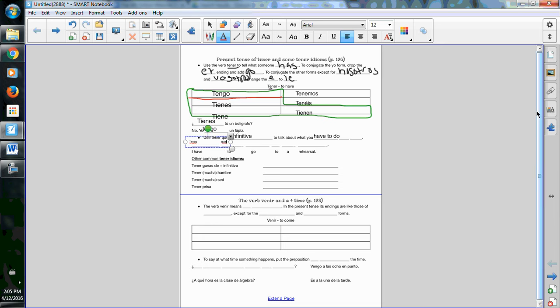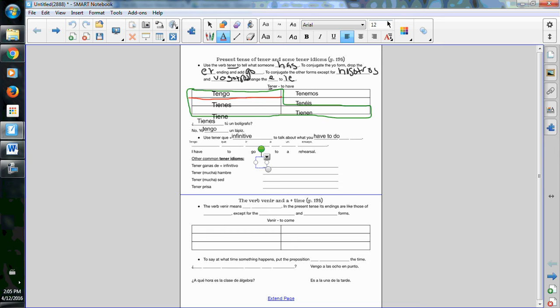Que, and that doesn't directly translate as to, but we just have to remember tengo que infinitive, or tener que infinitive, means to have to do something. Tengo que ir, there's my infinitive verb for to go, a un ensayo. I have to go to a rehearsal. Tengo que ir a un ensayo.